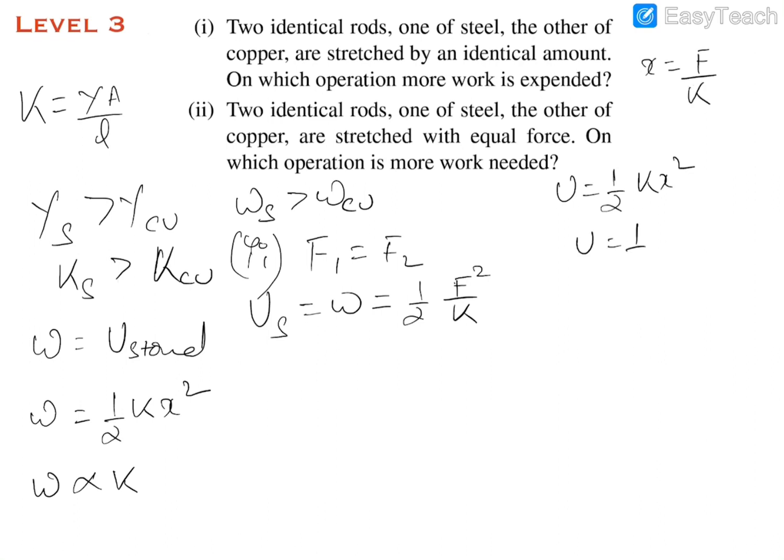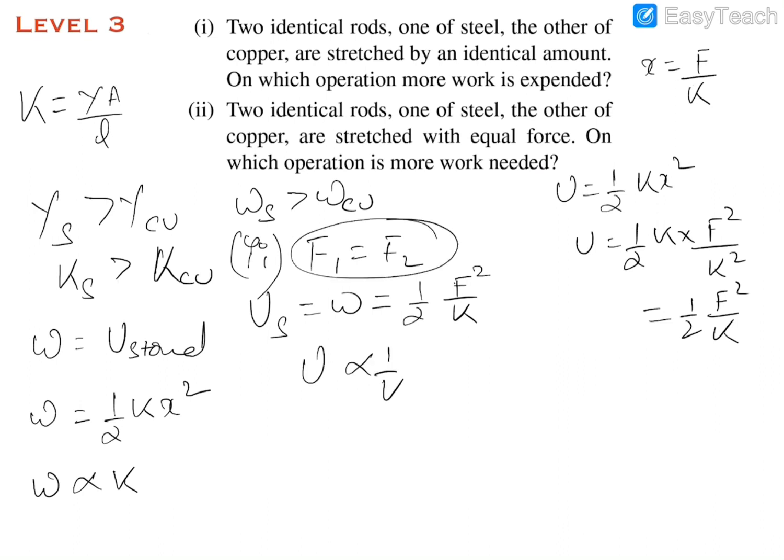So U is equal to half K into F square by K square. So this is half F square by K. You can see that in this case F is the same and therefore U is inversely proportional to K. And K of steel is greater than K of copper. So the energy stored in, or the work done in stretching, this copper rod will be greater than the work done in stretching the steel rod in this case.